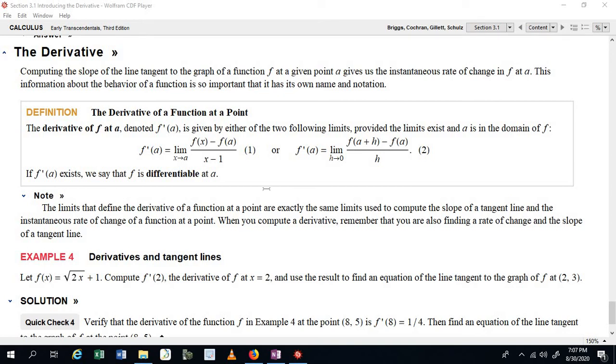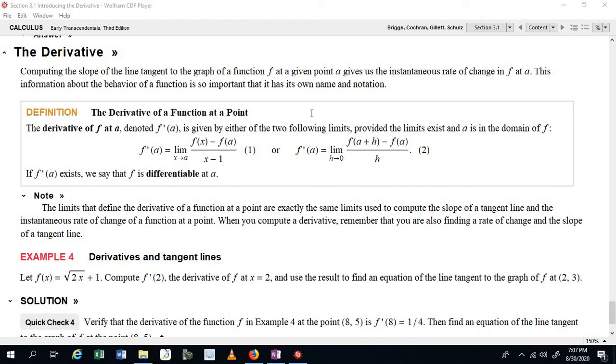Hello again. In this video, I'm going to go over the definition of the derivative of a function at a point. So the derivative of f at a is written like this. We put a prime next to the function f, and then it's being evaluated at a. This is how we denote the derivative of f evaluated at a.